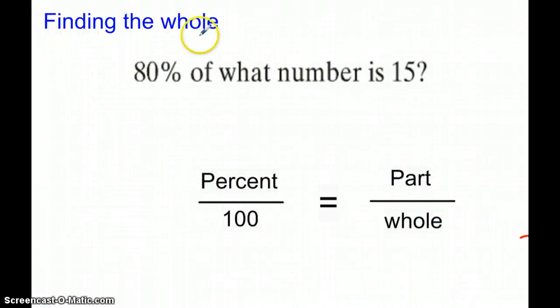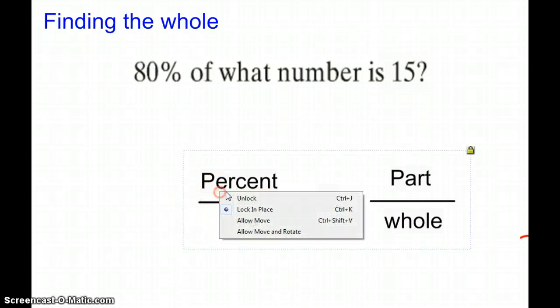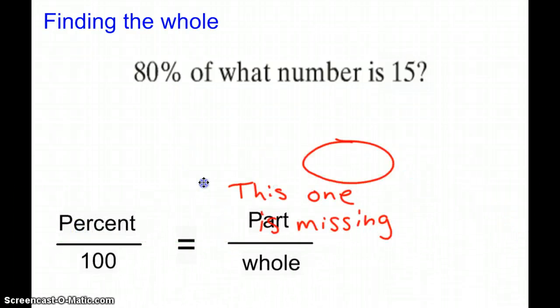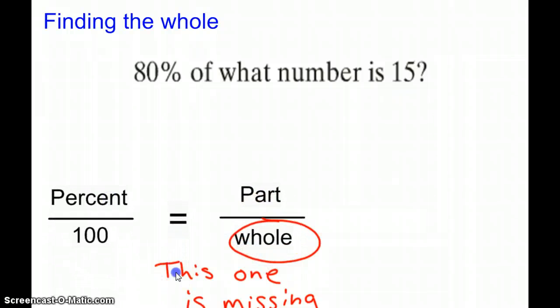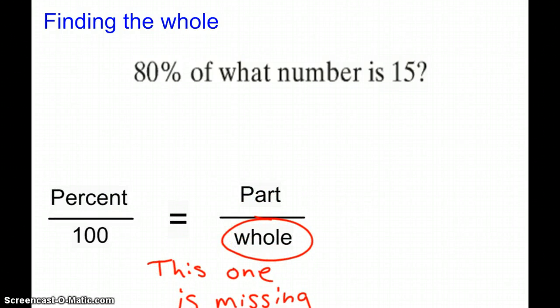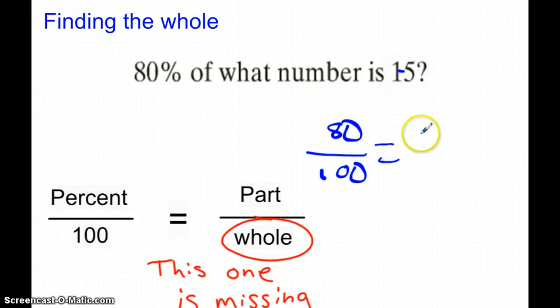Finally, the last part that would be missing from our equation would be finding the whole. In this case, of our general equation, this one would be missing right there in our proportion. So we have 80% of what number is 15. The 15 is going to be our part. Our 80% is going to go where the percent goes. So we have 80 over 100 equals 15 over, we don't know what that is, our whole, so we have to put W for whole.